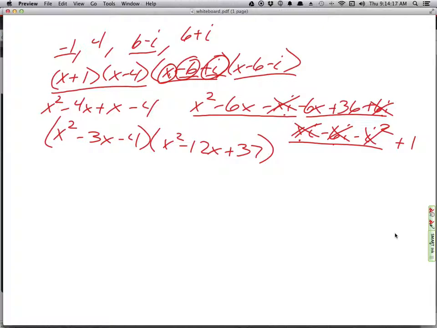How did you cancel out that i squared? It goes to negative 1. i squared is the same thing as negative 1. So I replaced it with negative 1, and it was already negative, so that made it a positive 1.